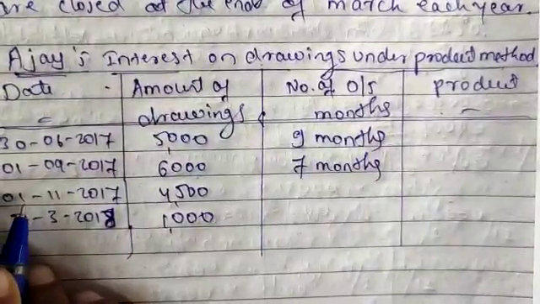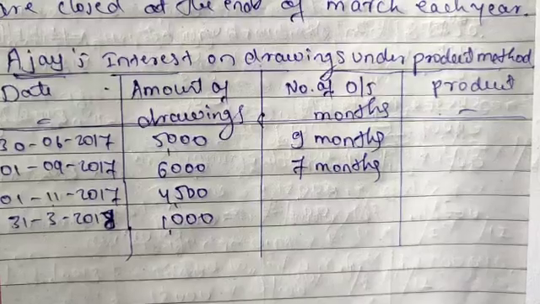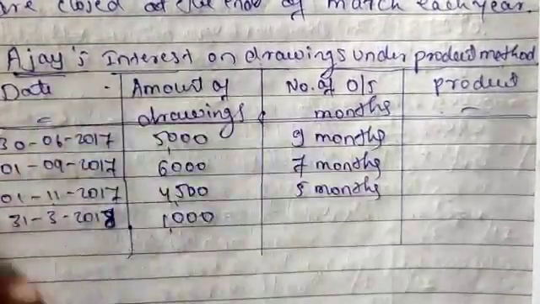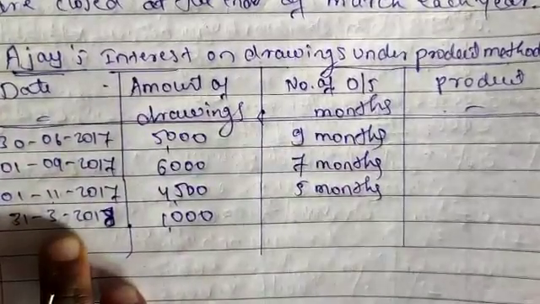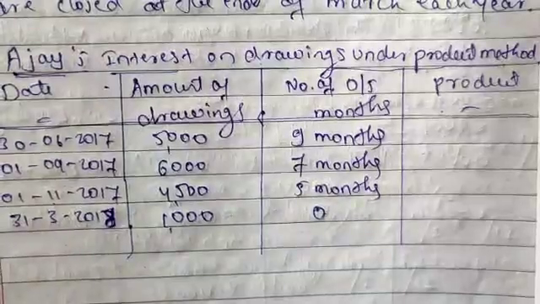Next 1/11 is there. So consider the 11th month. November, December, January, February, March. So 5 months. And last one 31st/3 is there. There is no month remaining. Only one day is there. That is 0 months are outstanding months.